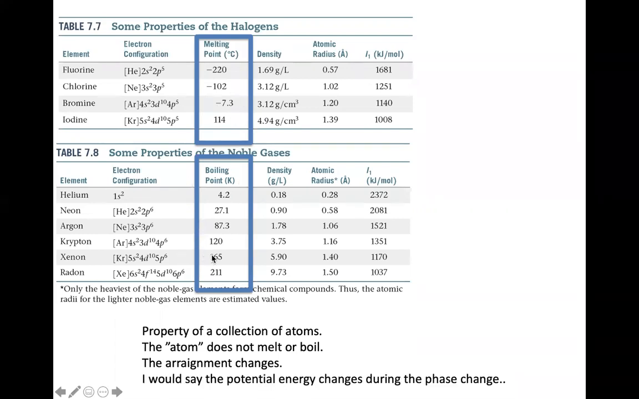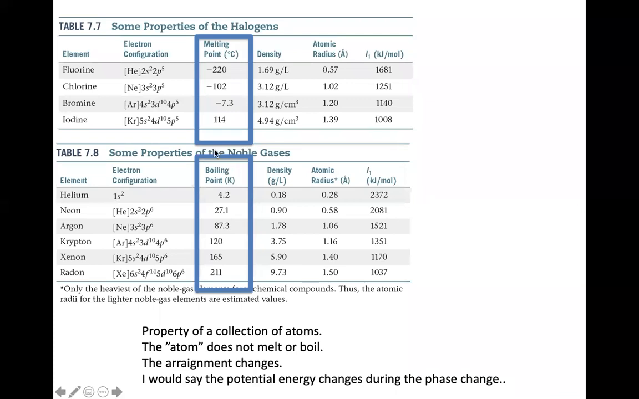Now, when I'm thinking about these changes, if it's a melting point or boiling point, I'm thinking what's happening is the potential energy is changing. You add energy, it melts, you're changing the arrangement. We looked a little bit in chapter 11 at different heating curves for the same kind of phenomena.